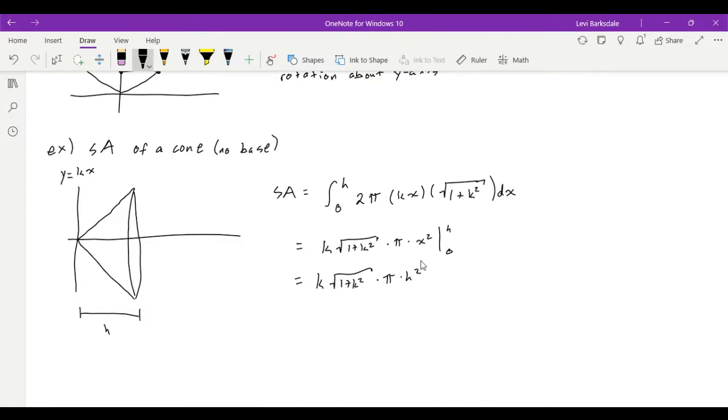Now, if we interpret what k is in terms of a cone, k in this case is our slope, and slope is equal to rise over run.